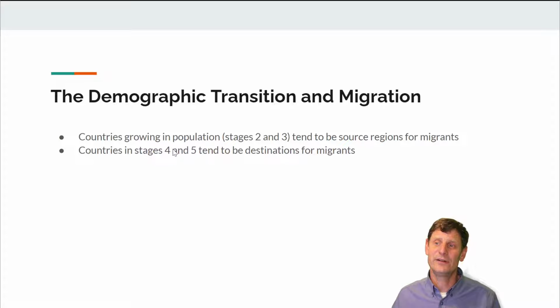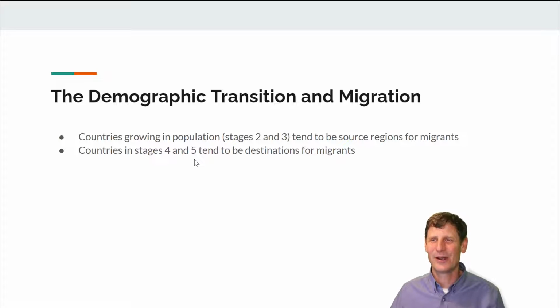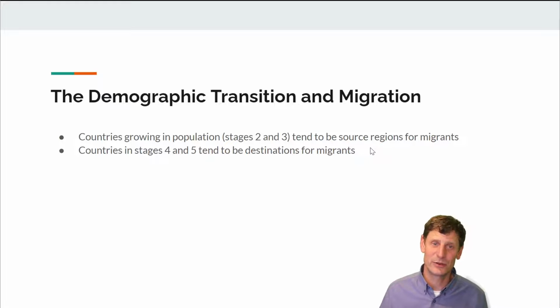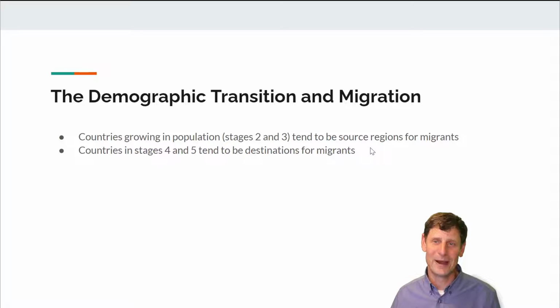And then countries in stage 4 and 5, that is low population growth and a good economy. You can have a stage 4 or stage 5 country and a bad economy, and it's not going to be a major destination region. But a country in stage 4 or 5 is usually a destination region for migrants from countries in stage 2 and stage 3. That's what we're observing even today in the United States, where migrants are moving from places that have more rapid population growth, and we have very low population growth in the United States. And so we're making up for that by accepting more migrants.